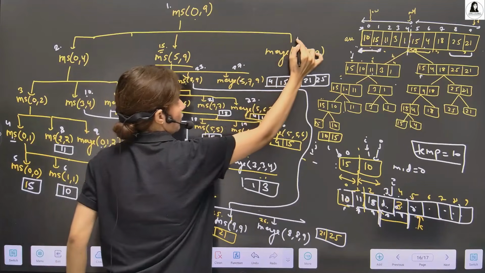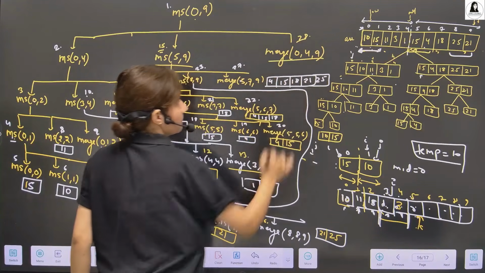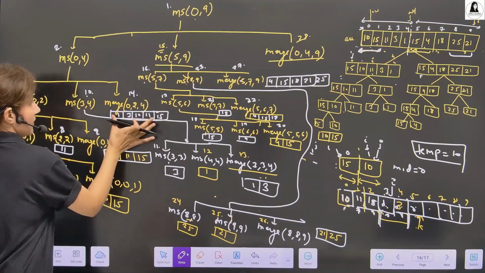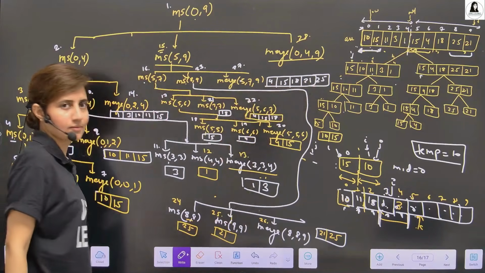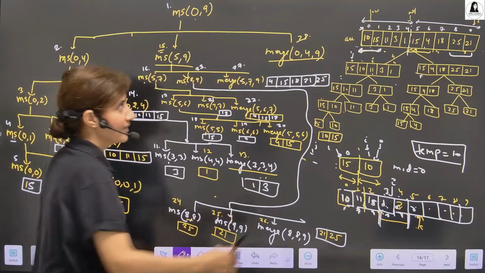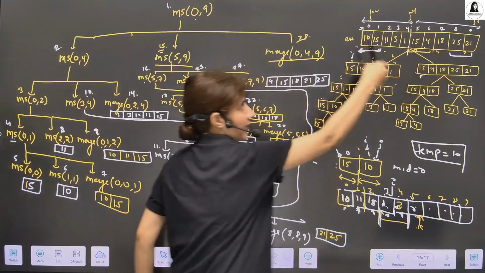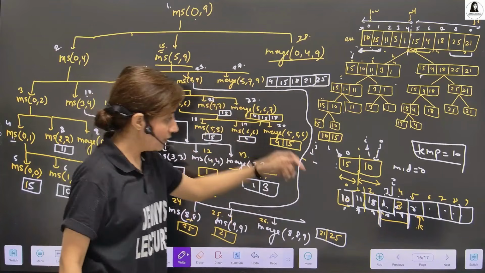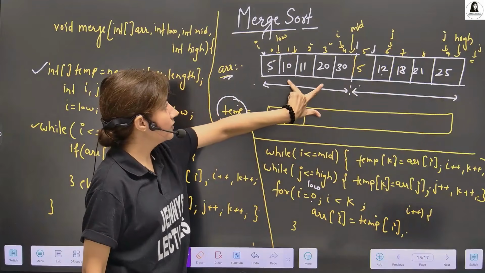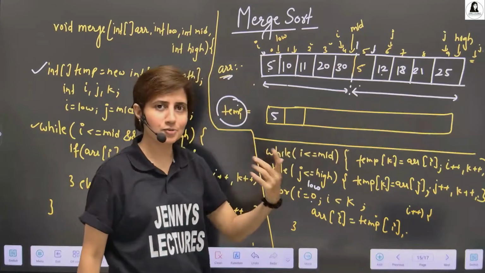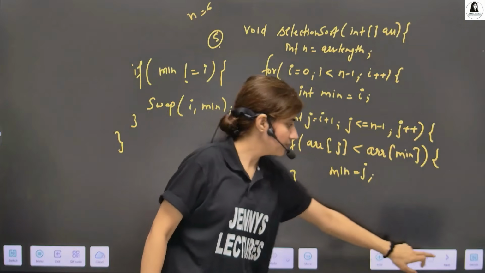Now we are done. Only one is left, this. So now we merge this plus this. So finally, this half is sorted, and now the same thing we have discussed here, that is we have this half sorted, this half sorted. So now we have to merge these two. Simple.